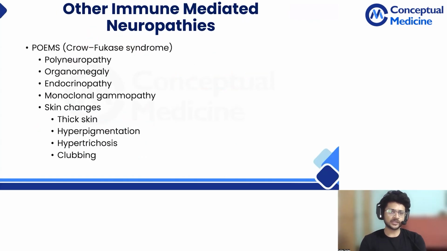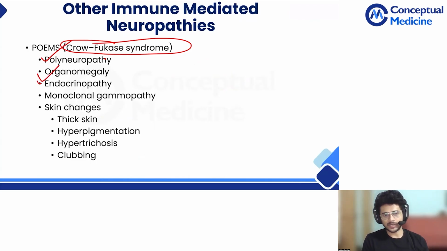Next is POEMS, which is basically a myeloma-associated neuropathy. It's also known as Crow-Fukase syndrome. P stands for polyneuropathy, O stands for organomegaly, E stands for endocrinopathy, M stands for monoclonal gammopathy, and S stands for the skin changes in the form of thick skin, hyperpigmentation, hypertrichosis, and clubbing.